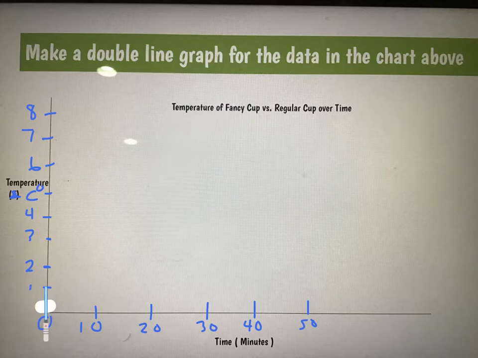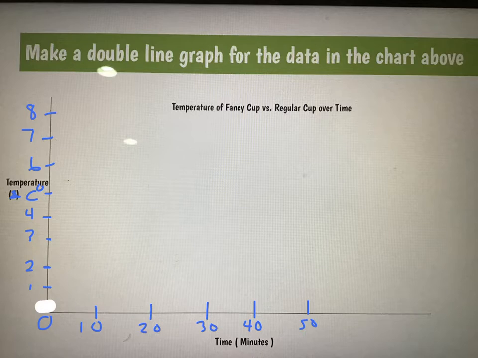On the y-axis, this is going to be the degrees temperature in Celsius, and we're going to number by ones. So we're starting at 0 in the bottom, we're going up by 1. So here's 1, 2, 3, 4, 5, 6, 7, 8. When we graph things, just like you've been doing in math, we're always going to start with our x-axis.